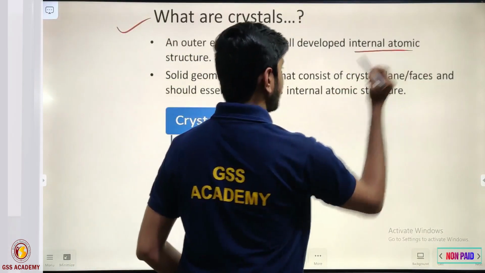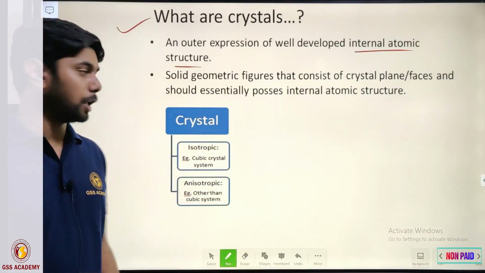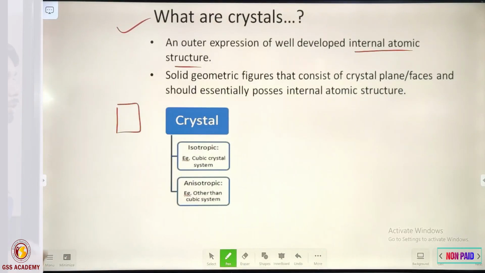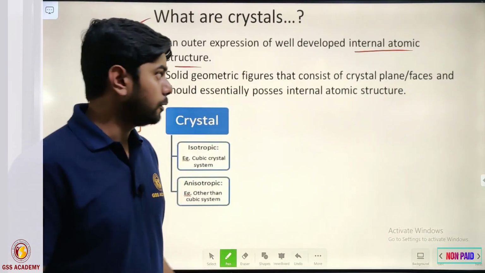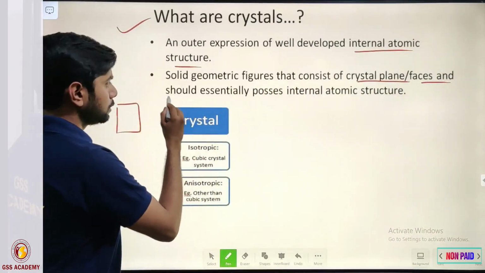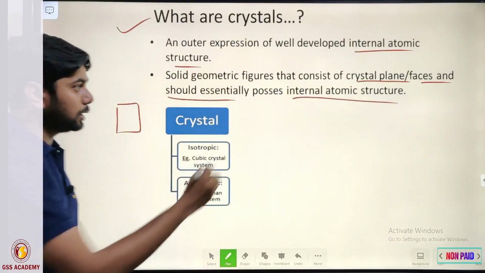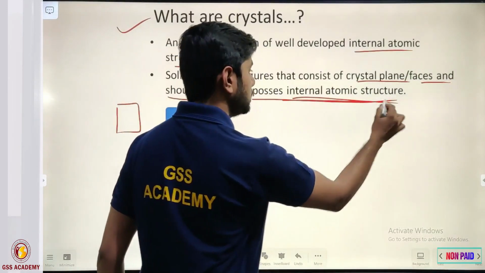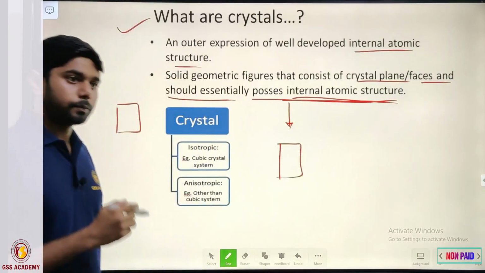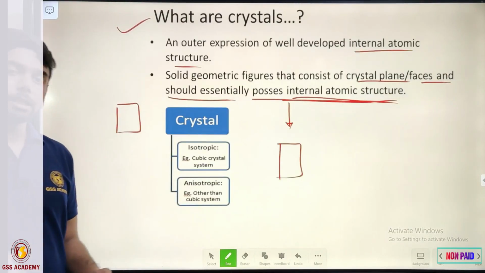A perfect internal atomic structure should be there, and only then can we call that particular object or material a crystal. It is a solid geometric figure that consists of crystal planes, or faces, and should essentially possess an internal atomic structure. This is the essential requirement to call a material a crystal.